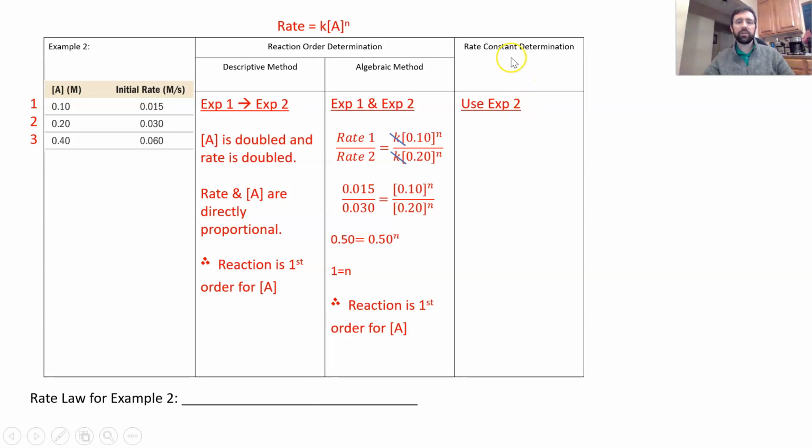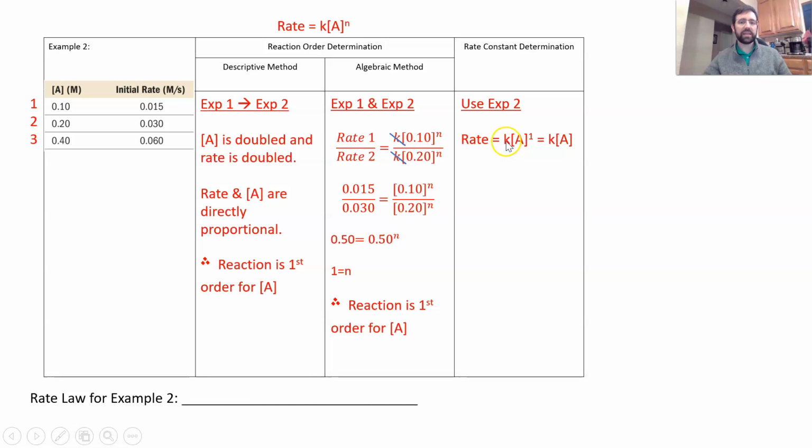All right, now we need to find our rate constant. I wanted to determine the rate constant, which is this value k right there. I'm going to use experiment 2. I could use experiment 1 or experiment 3. It doesn't matter as long as you're consistent.